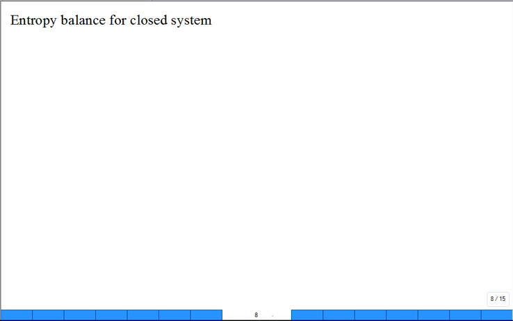Now let's move to talking about entropy balance for a closed system. Let me derive an equation. Let's just put a property diagram out there. Generic property 2, generic property 1, meaning it could be a PV, TS, HS diagram, just the general concept of a property diagram. And we have state 1 here, and we have a state 2 here.